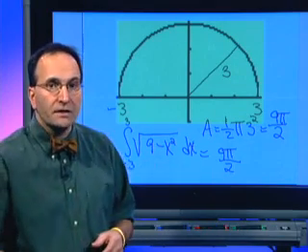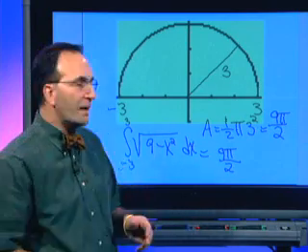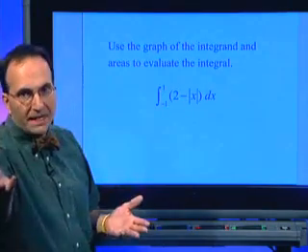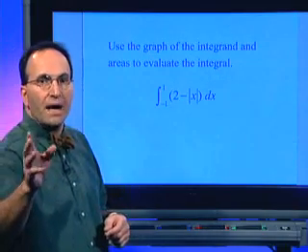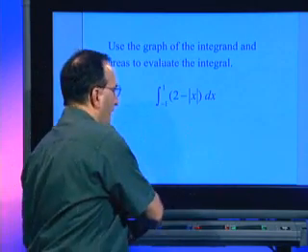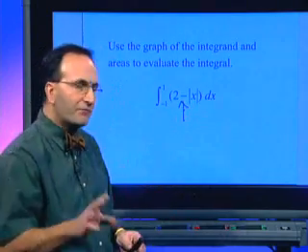Let's try another example where we're going to look at the graph and use that to help us evaluate the integral. So we're going to take this time to use the graph of the integrand and the areas to evaluate this particular integral. The integral from negative 1 to 1 of 2 minus the absolute value of x dx. Well, you might recognize that's an absolute value function, and something's going to happen because we have this minus sign in front of it. And so let's take a look at what that graph looks like.